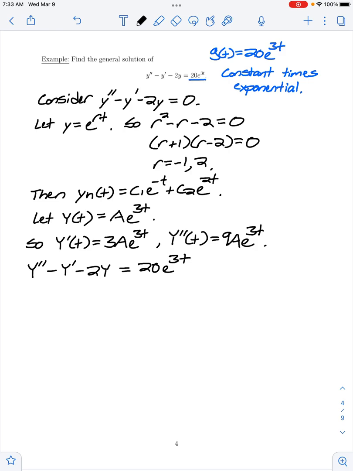So let's substitute in. We have y double prime was 9a e to the 3t, minus y prime, which was 3a e to the 3t, minus 2 times y, which was a e to the 3t, and I need this to equal 20 e to the 3t.